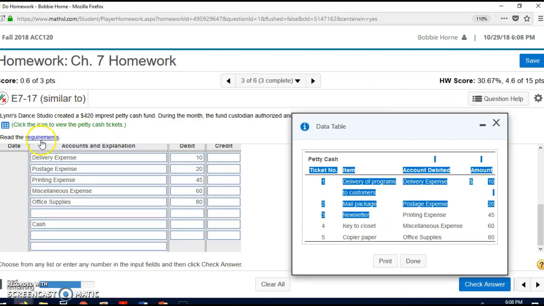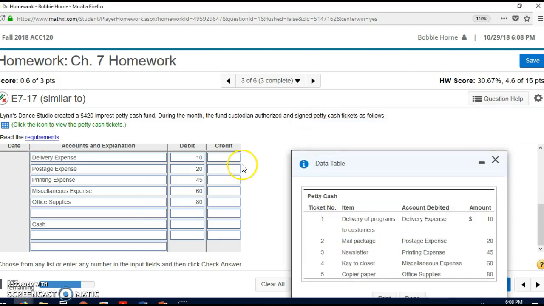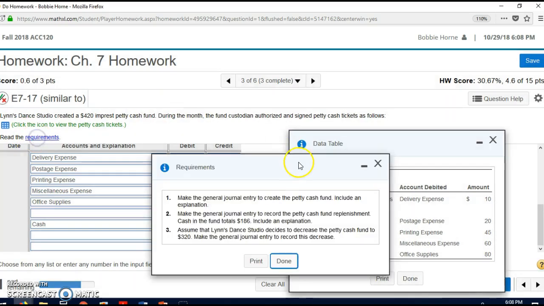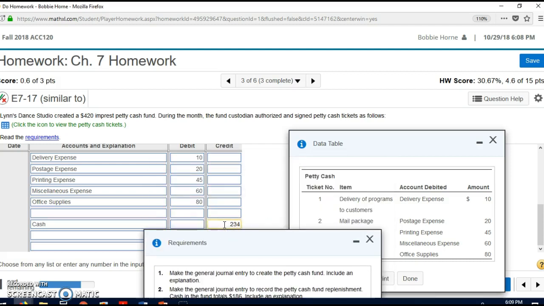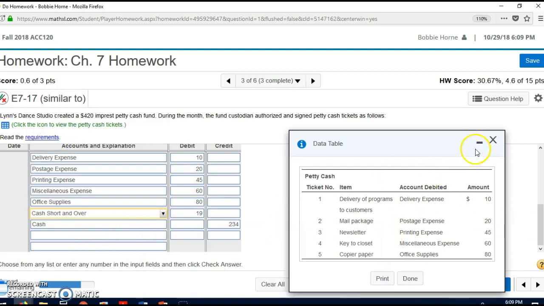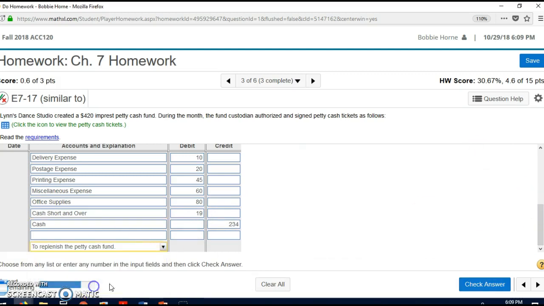Let's see, it says the cash is 186. So if we need 420 in there, and we only have 186 in the drawer, 420 minus 186 would be 234. So we want to credit cash for 234. But if you add these up, 140, 185, 205, 215, if we add all the debits up, we would have a cash short and over on the debit side. So basically a cash short is what we have. So this would be to replenish.